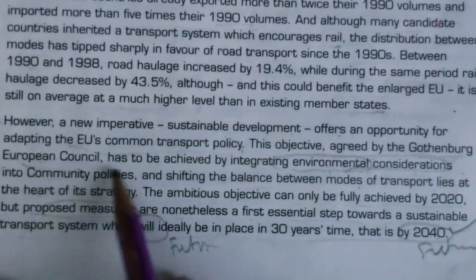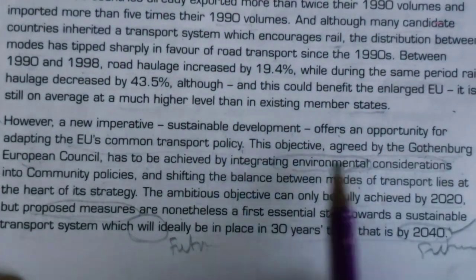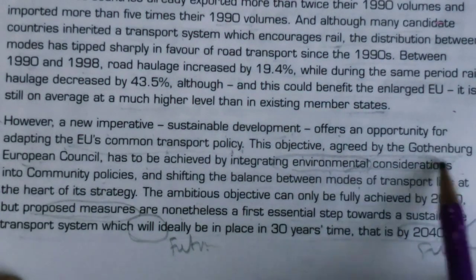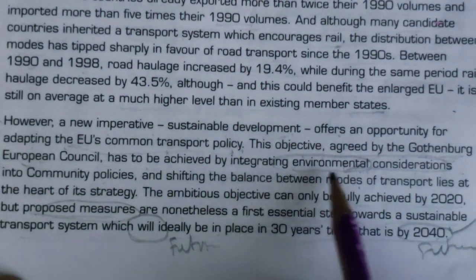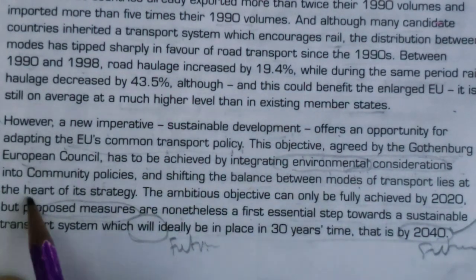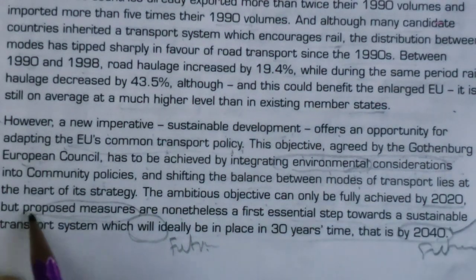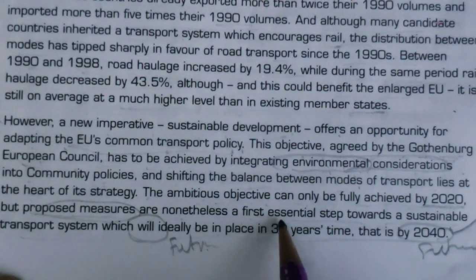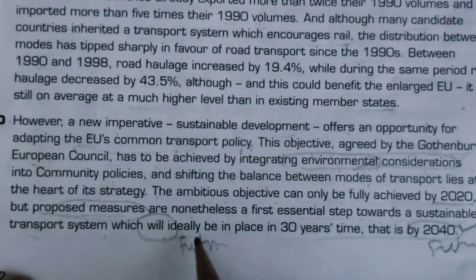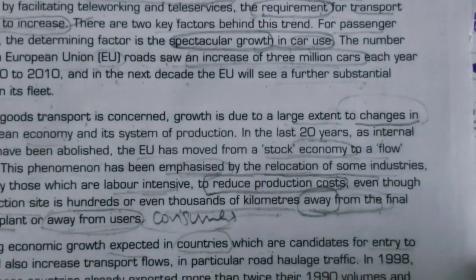Gothenburg European Council has to be achieved. Now from here they have started talking about this council. European transport policy. The objective agreed by this has to be achieved by integrating environmental considerations into policies, shifting between transport. The ambitious objective can be fully achieved by 2020, but proposed measures are nonetheless a first essential step towards a sustainable transport system, which will ideally be in 2040. Okay, so nothing has been given.